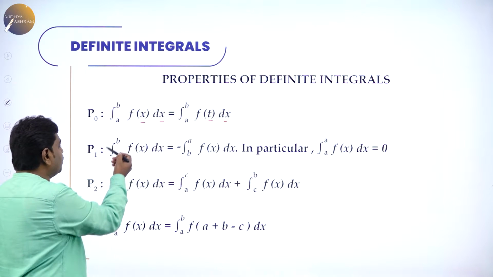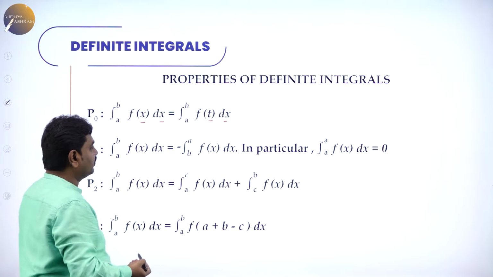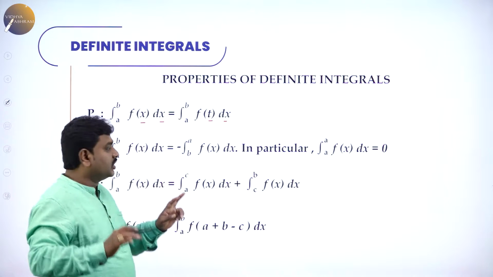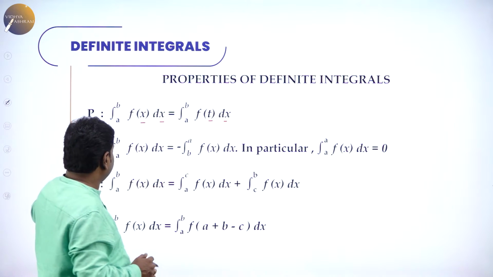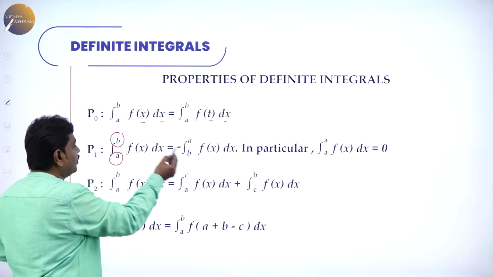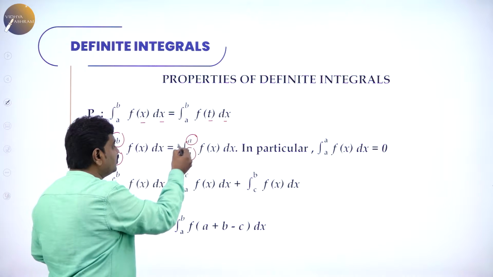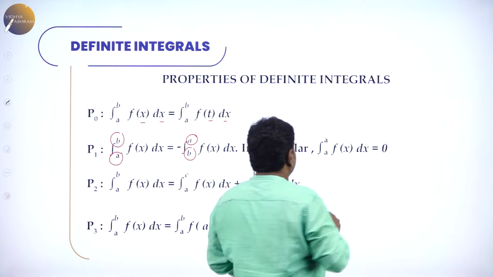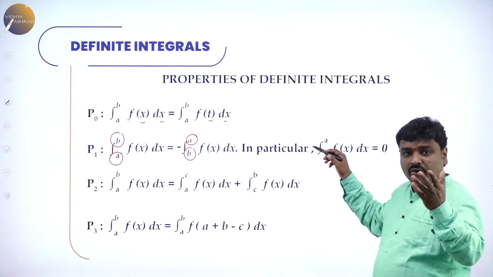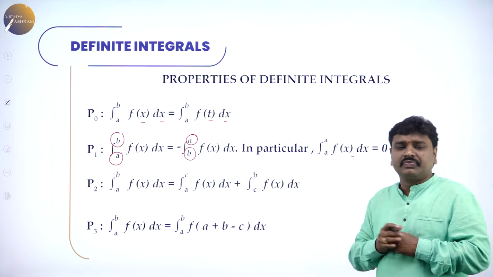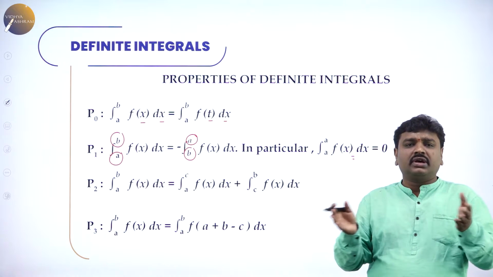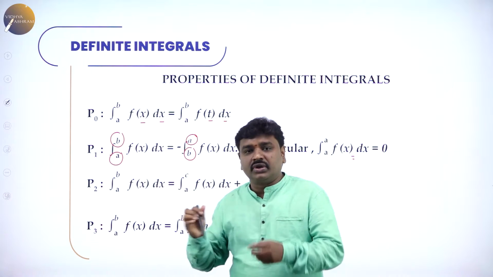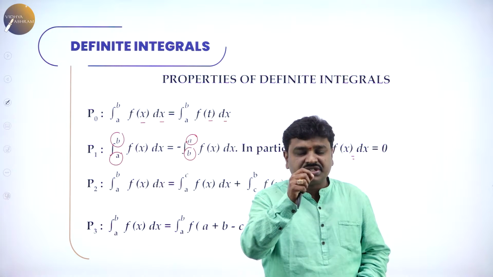Then P1: integration of a to b f of x dx can be written as minus integration of b to a f of x dx. Simple. When you interchange limits, here it is from a to b. If you make it b to a, the sign changes. If both upper limit and lower limit are the same, it is 0. From a to a, what is the distance? It is 0. So if it is a to a, it is 0. P1 is when you interchange the limits, the sign changes.